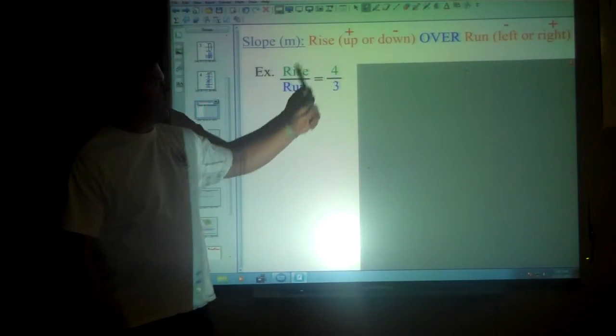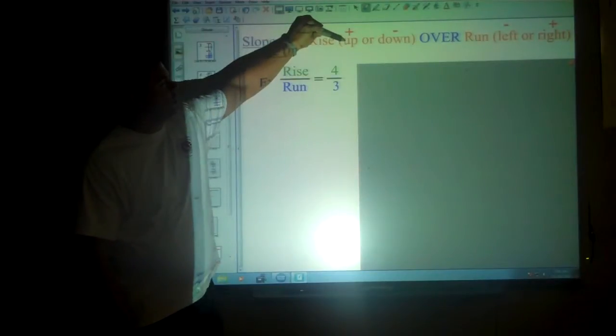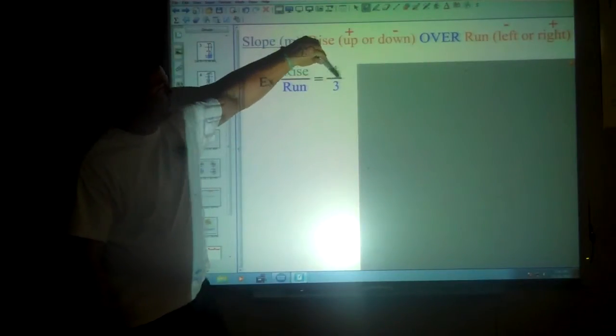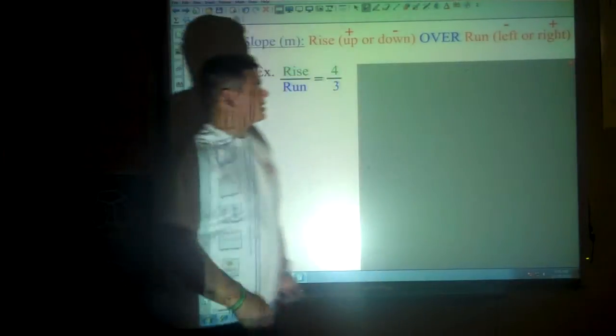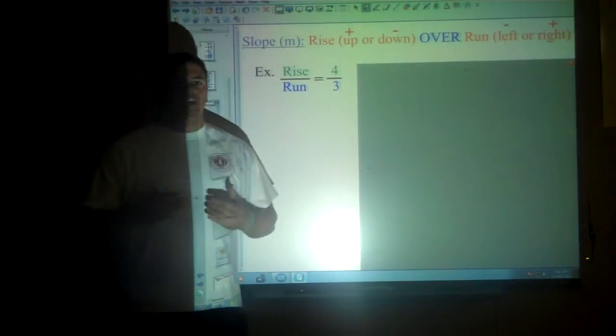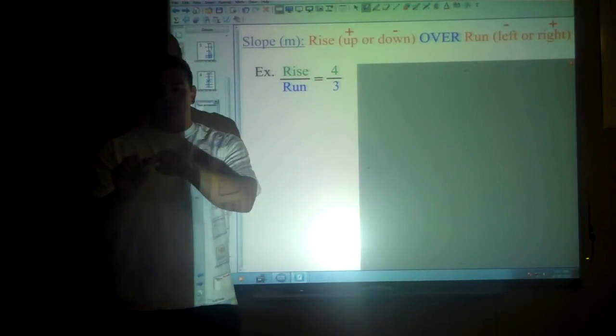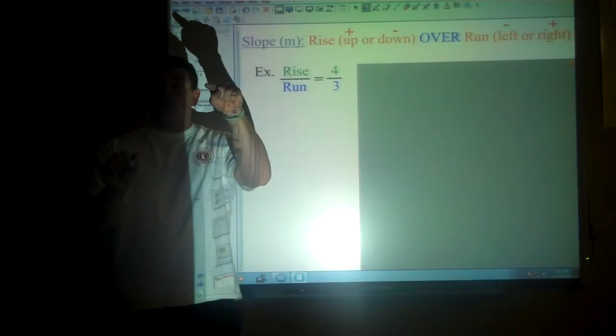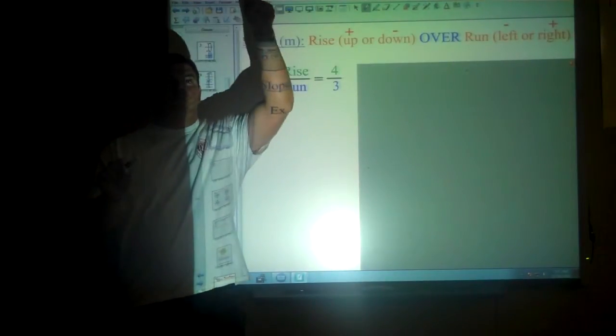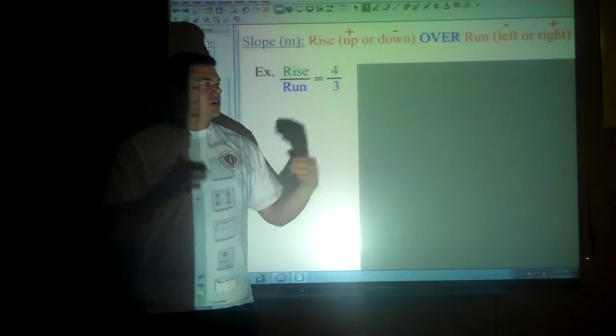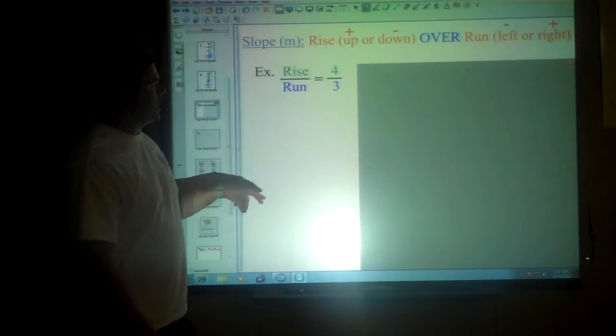So this, because it's a positive 4, is telling us we go up 4 places. And this, because it's positive 3, is telling us we go right 3 places. So our graph is just like stairs. If we have a point here and we go up 4 and right 3, it'll keep doing that forever. Up 4, right 3, up 4, right 3. It will continue as stairs for eternity.